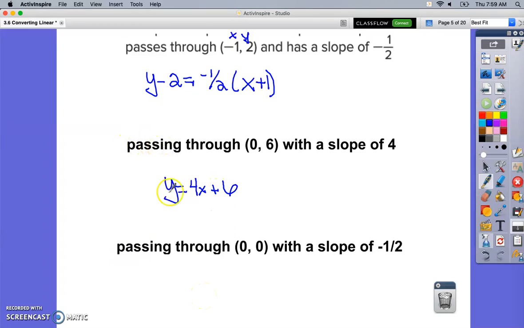Okay, passing through this point with a slope of negative 1/2, it passes through the origin, so I know it's direct variation. So it's just going to be y equals the slope, negative 1/2 x, and done.